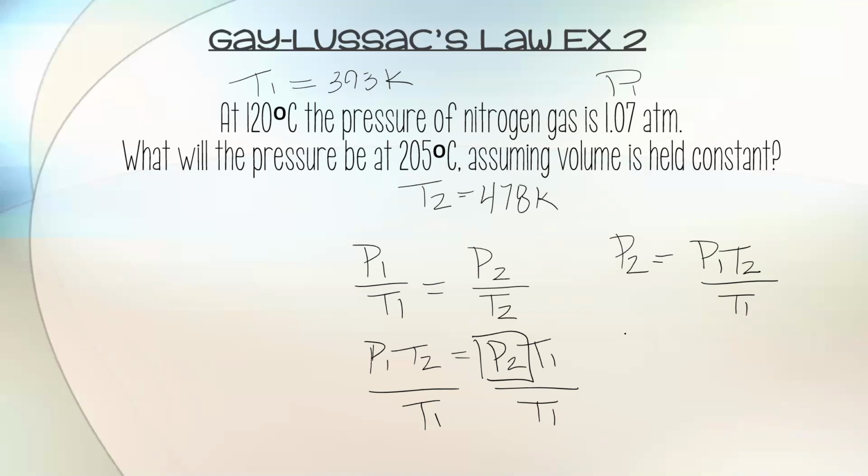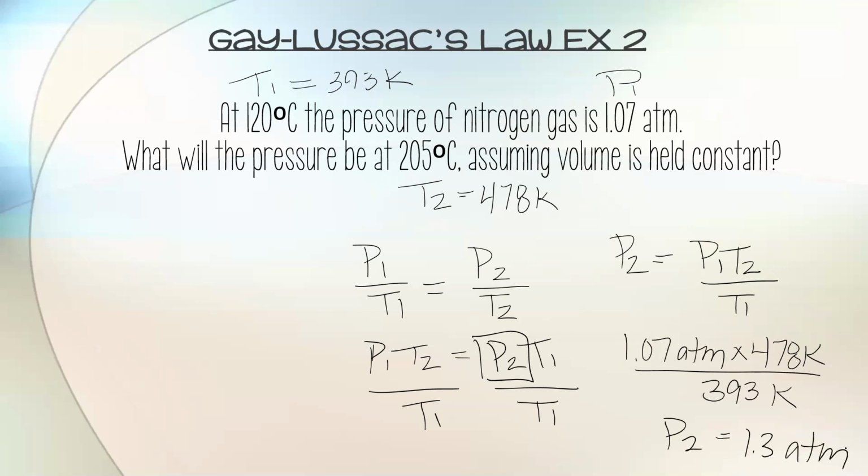Plug it in. P1, 1.07 atm, times T2 in Kelvin, divided by T1 in Kelvin. And I get the new pressure is 1.07 times 478 divided by 393. I get 1.3 atmospheric pressure. Check it out. Pressure went up, it increased, and temperature went up. So we're good. That is Gay-Lussac's law.